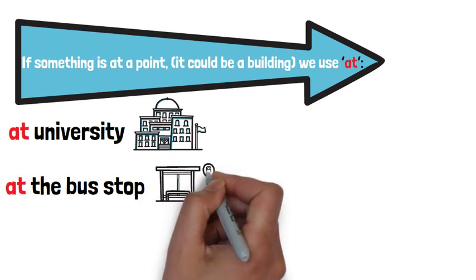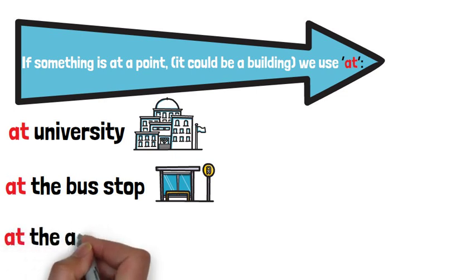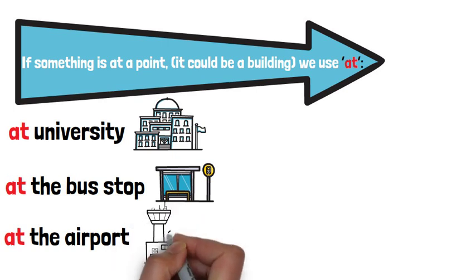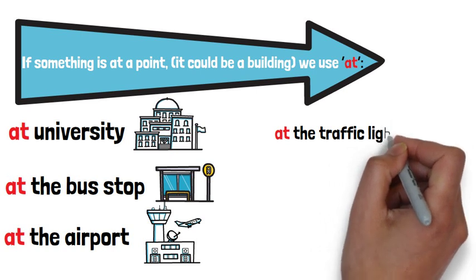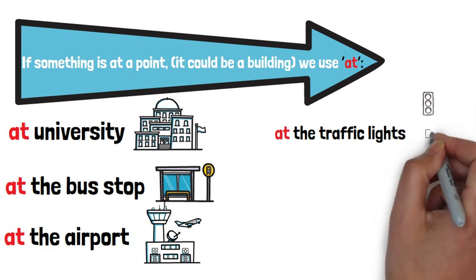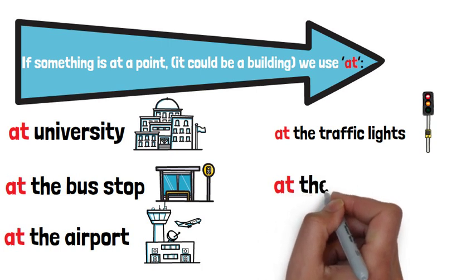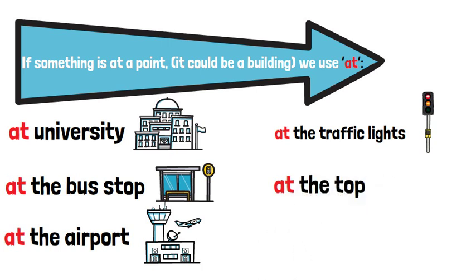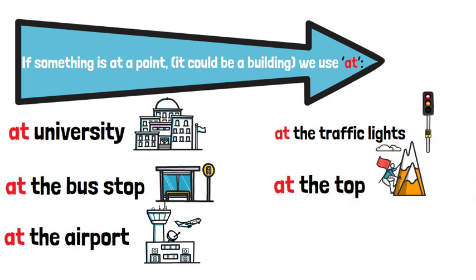I am at the bus stop. أنا أمام محطة الحافلة at the bus stop. I am at the airport. أنا في باب أو في مدخل المطار في نقطة معينة من المطار at the airport. I am at the traffic light. Another example which is I am at the top. At the top يعني في نقطة معينة من القمة at the top.